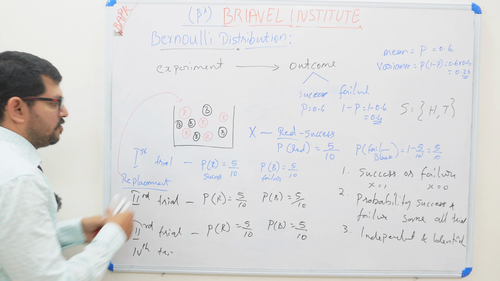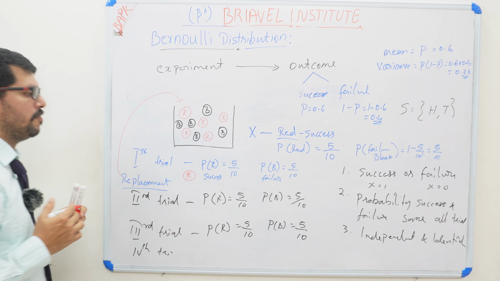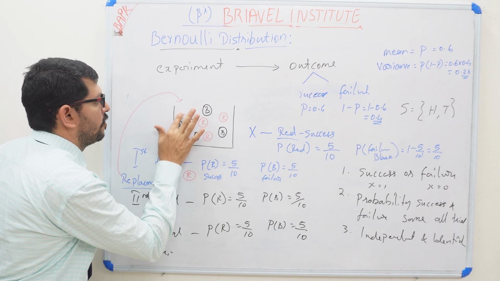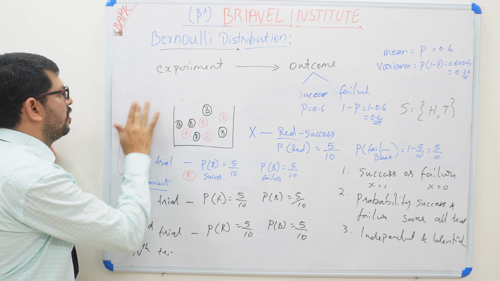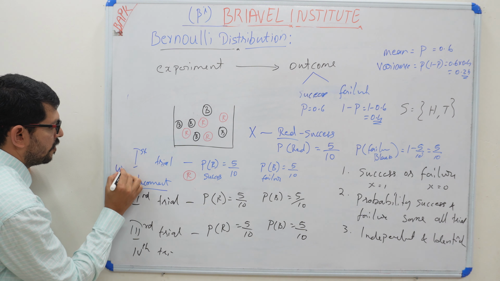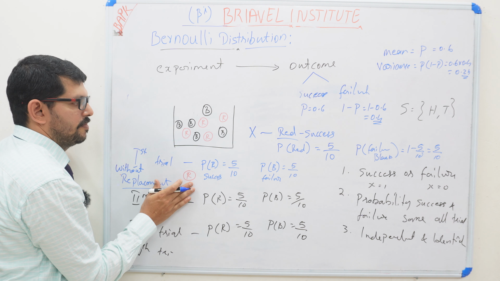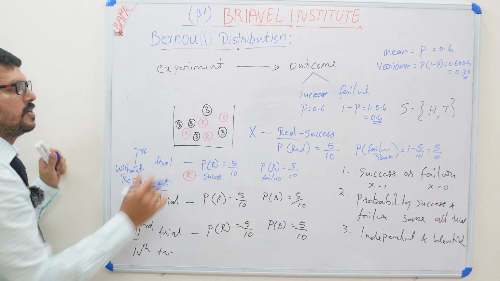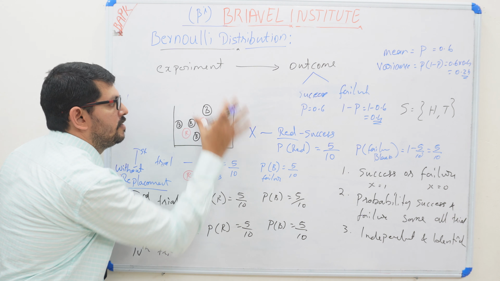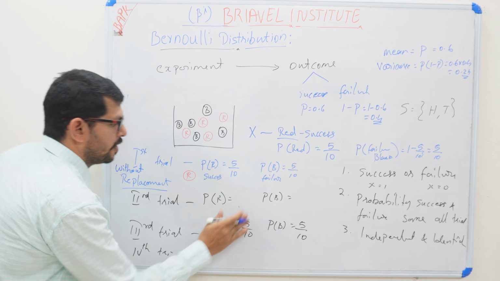So in the first trial, I received the red ball. This red ball came out, and I am not replacing it. Without replacement means this red ball I kept outside. I'm taking one more ball from this basket, and this ball I kept outside, and again I'm taking one more ball. So what will be the probability of getting a red ball, and what is the probability of getting a black ball?